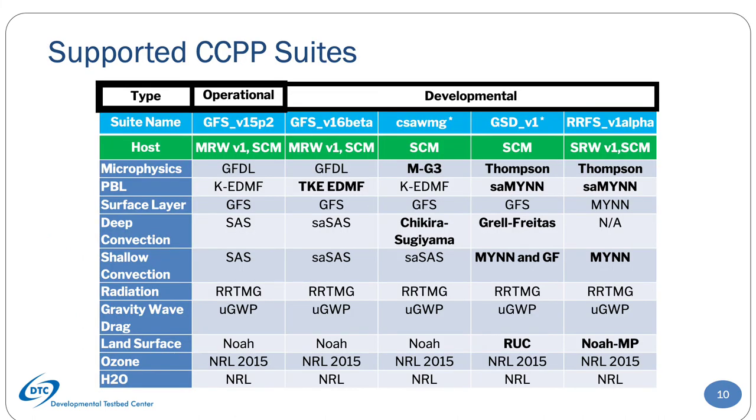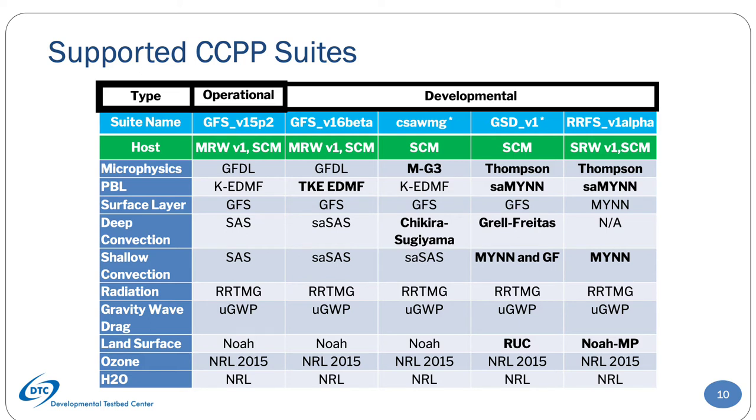These are the CCPP suites that are currently publicly supported for use with a host model. The top line indicates that two main types of suites are supported, operational and developmental. The second line shows the names of the suites. Only suite GFS version 15P2 is operational. The third line indicates which host model can be used with the suite.